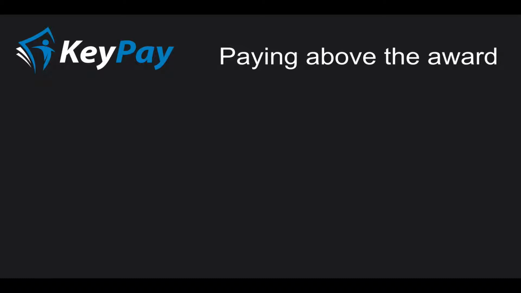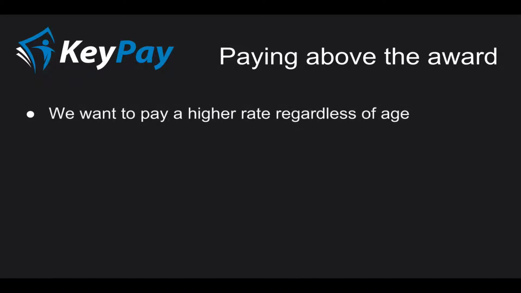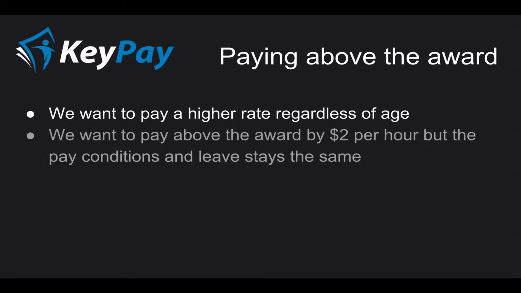So what we're going to be taking a look at is that we want to pay a higher rate to the employee regardless of the age they're on. So in other words, we don't want to use the junior rates. Another example is we want to pay above the award by, say, $2 an hour, but the pay conditions and the leave all stays the same. So we're just going to pay an extra amount per hour.